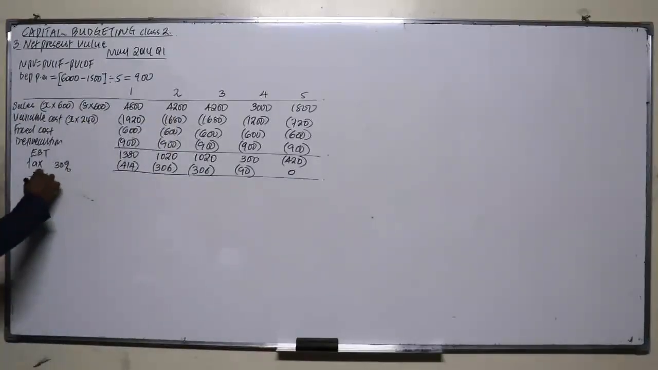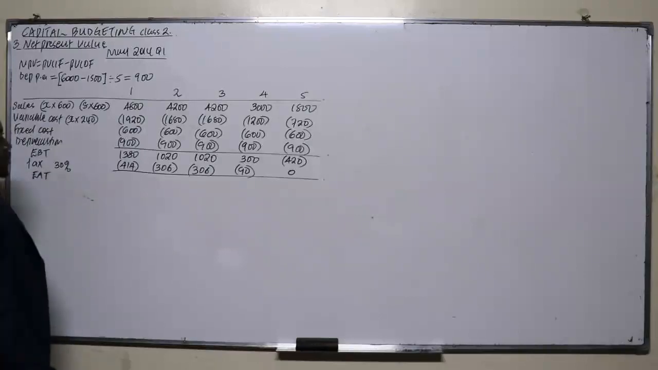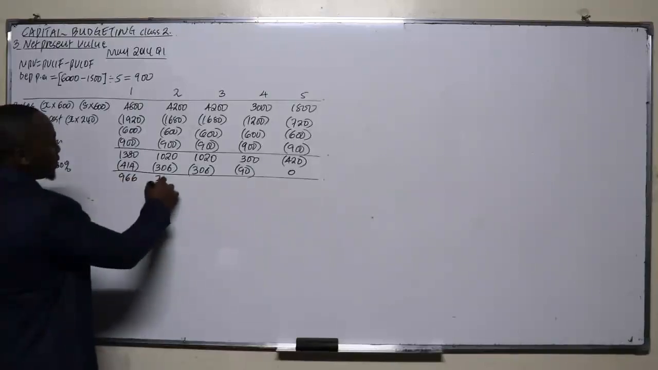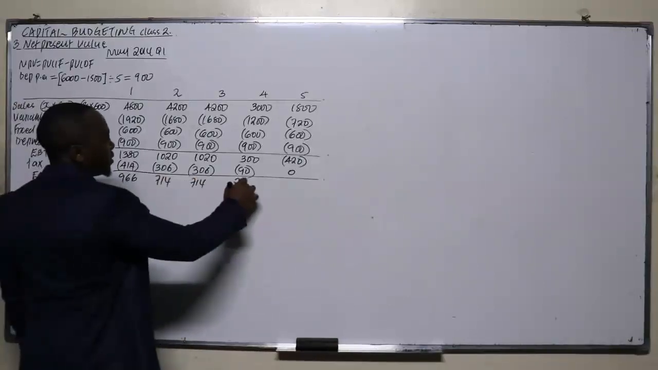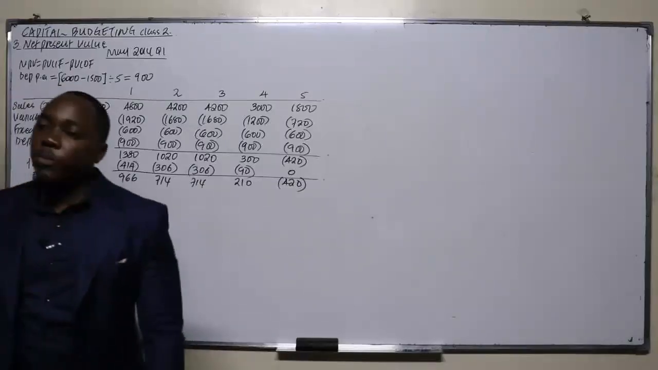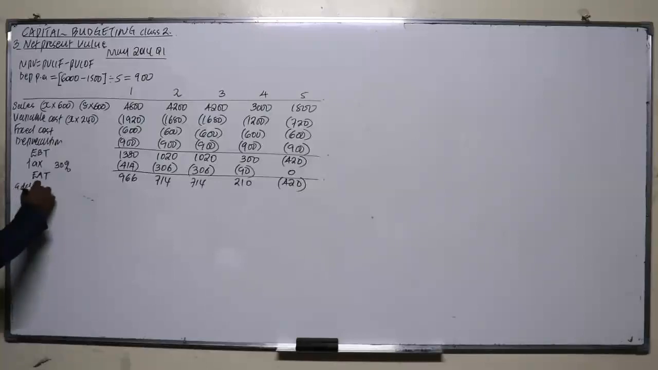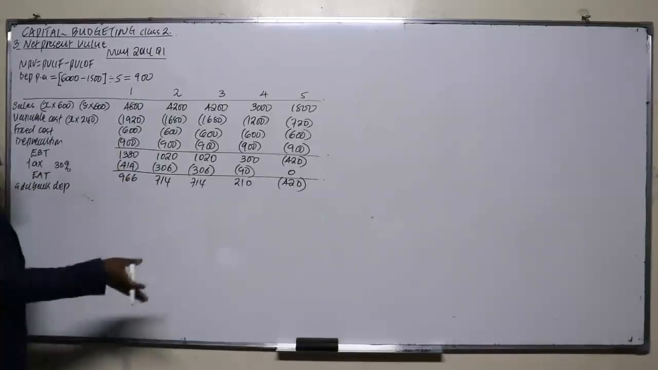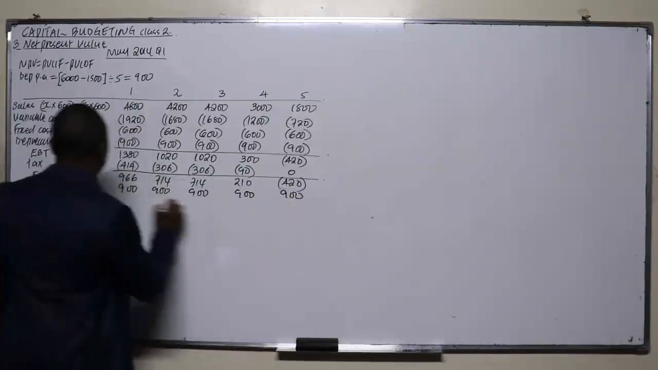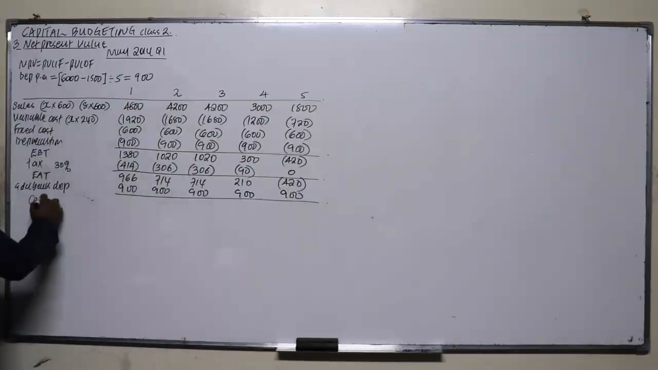Then we get the earnings after tax. So give me the earnings after tax. Seven fourteen. Now, once you get the earnings after tax, here we are not working with the accounting profit, we are working with the cash flows. Once you get the earnings after tax, you add back depreciation. Depreciation is only provided for tax purposes. It's not an actual outflow. We're only deducting it for tax purposes. Then we add it back. So we add back depreciation, which was 900 per year. And that's how we get now our cash flows.